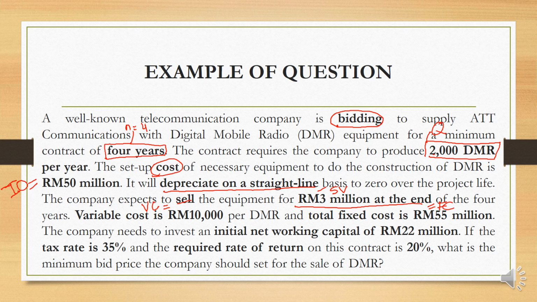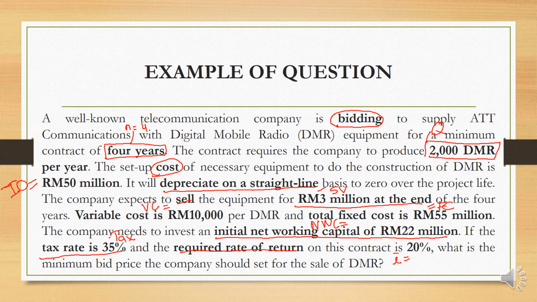The company needs to invest an initial net working capital of 22 million. So based on this information, the amount of initial net working capital, which is NWC, is given. If the tax rate is 35%, and the required rate of return on this contract is 20%, the required rate of return is represented by I, and the amount of I is 20%.